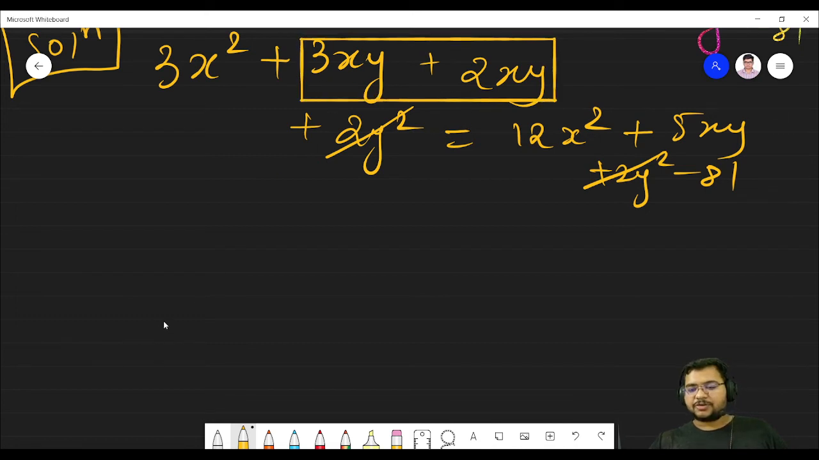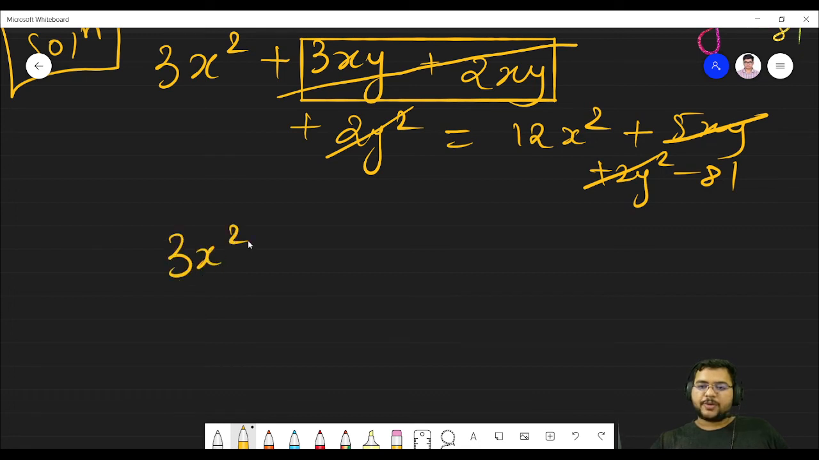So 3xy plus 2xy will become 5xy, right? So can I cancel this 3xy plus 2xy and cancel this 5xy? Why? Because see, this box will result into 5xy only. Okay, fine. Now we have remained with 3x square equals to 12x square minus 81.